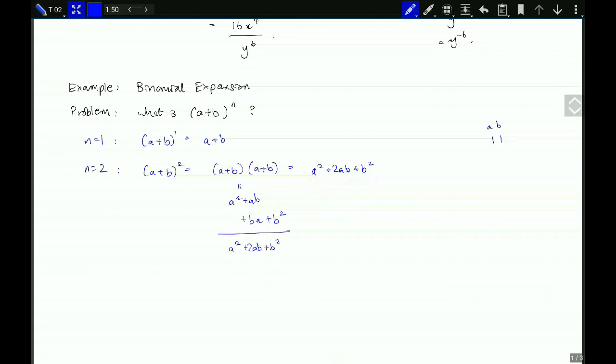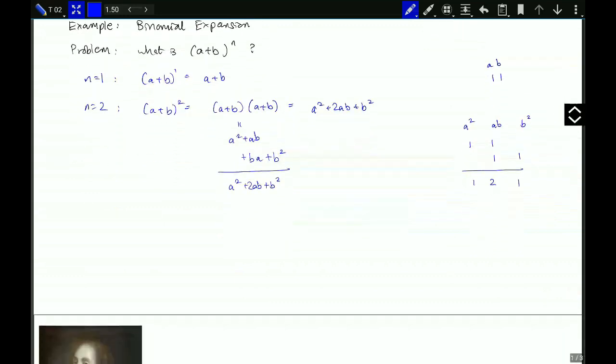And for n equals 2, under a squared, ab, and b squared, we get 1, 1. That's these two terms, plus 1, 1 this way, these two terms, to give us 1, 2, 1. And similarly, we can do the same thing for n equals 3. We have that a plus b cubed is equal to a plus b times what we already know. That's a plus b squared.